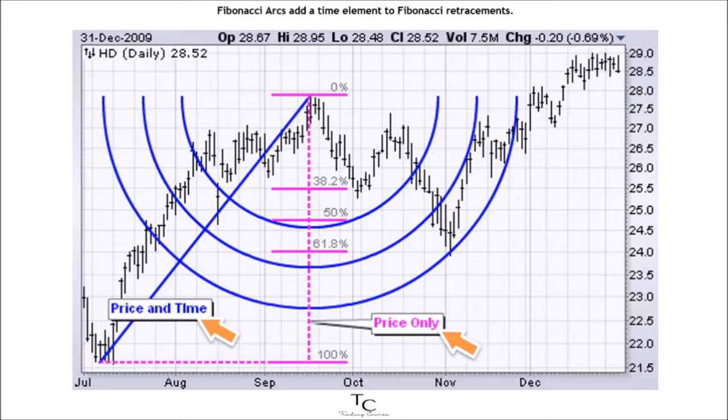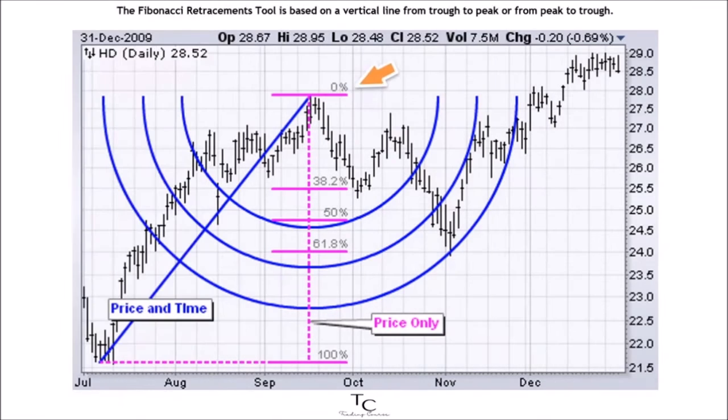Fibonacci arcs add a time element to Fibonacci retracements. The Fibonacci Retracements Tool is based on a vertical line from trough to peak or from peak to trough. It is only concerned with the change in price.